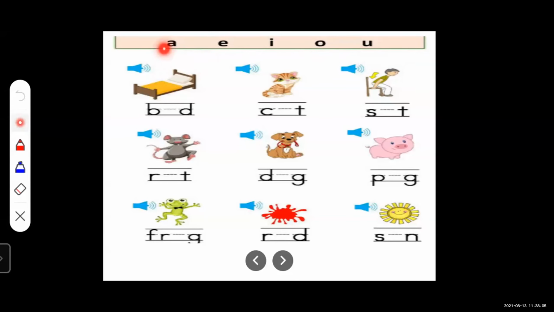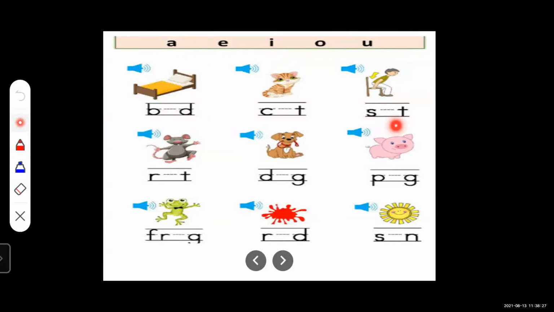A, E, I, O, U. Now, the first picture. Bed. Recognize? Bed, B-E-D, bed. The picture of a bed. Then C-A-T, cat. Okay, very good.